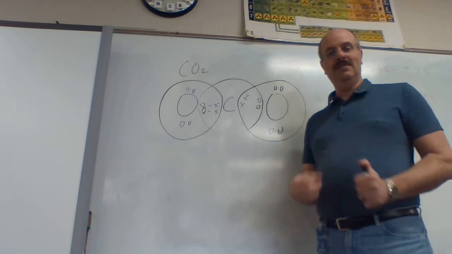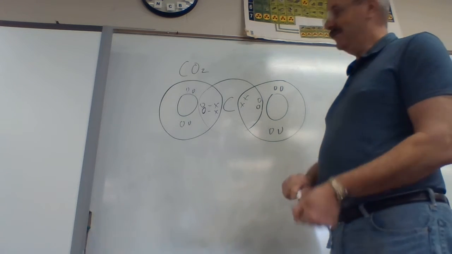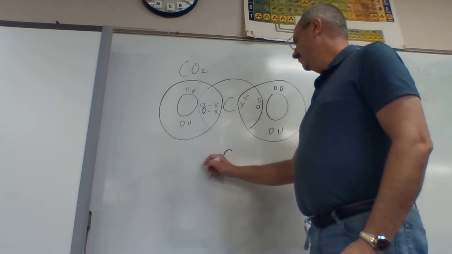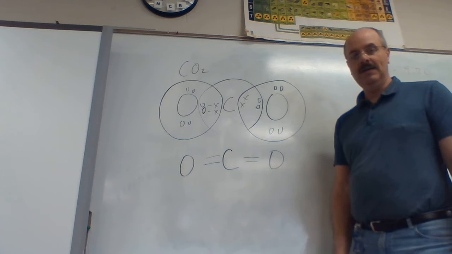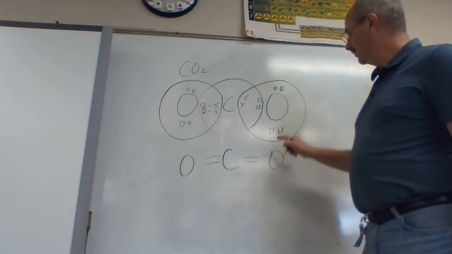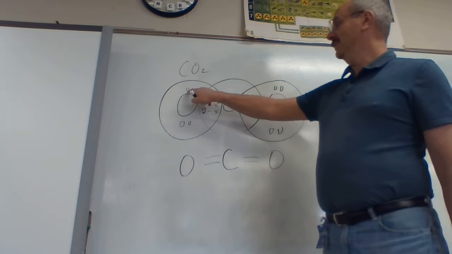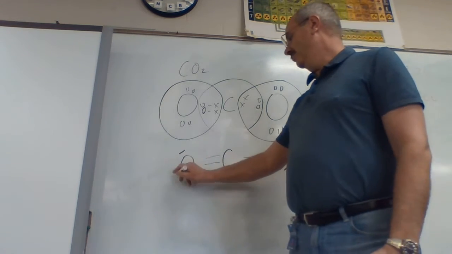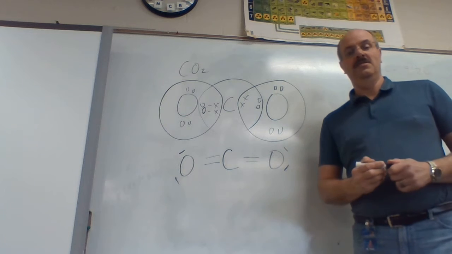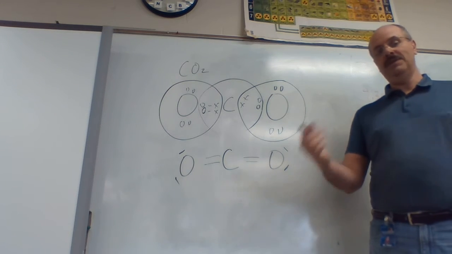Everybody's got 8, so these guys are all happy. So what does this look like structurally? Well, we have a carbon that's double bonded to an oxygen and double bonded to this oxygen. Now the other piece I also want you to know is we do have these pairs of electrons that are not being shared, and we should actually place them out here. And that's all those little bars mean, is I've got some electrons that aren't being shared.